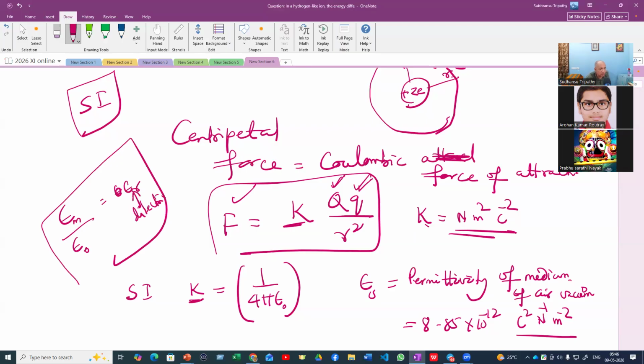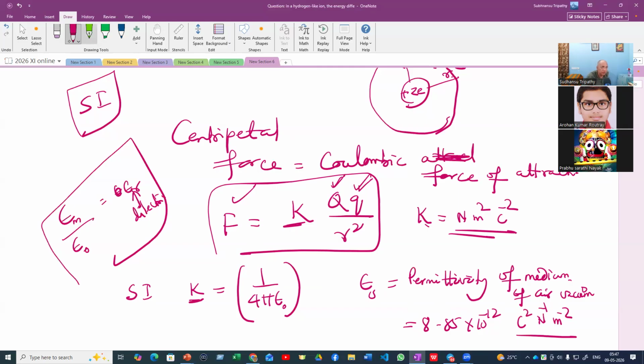In case of water, it is 80. That means water has 80 times more permittivity than air. So that is having no unit. But the absolute permittivity has a unit, particularly in the electric field. It is Coulomb square per Newton meter square.